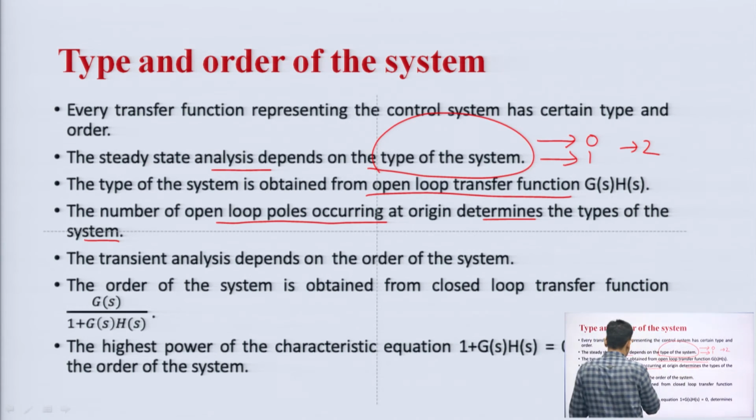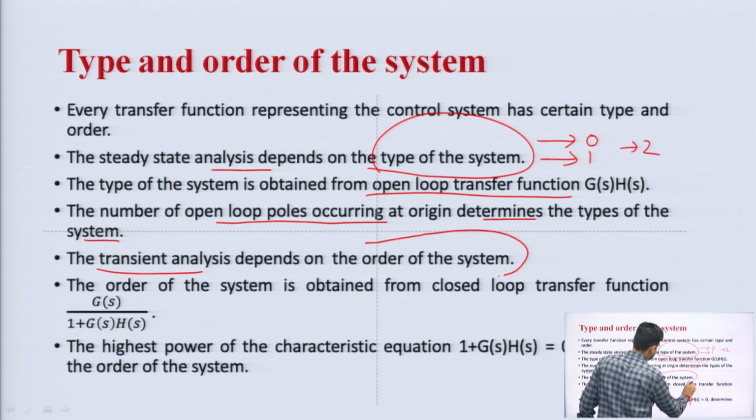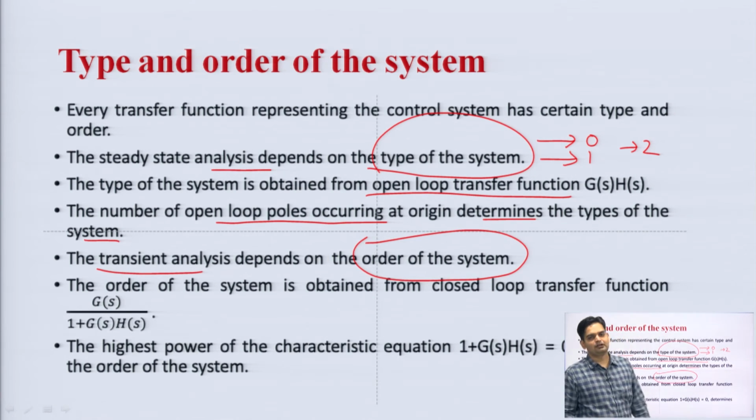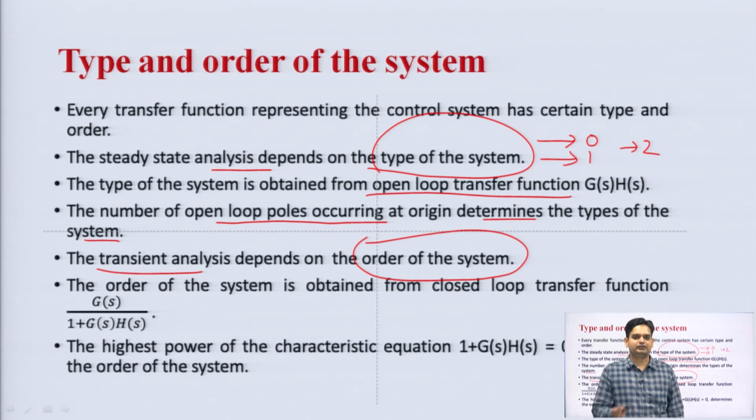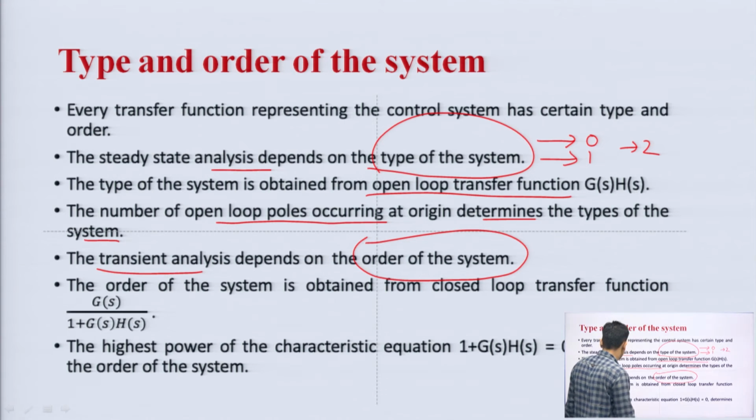Transient analysis depends on the order of the system. How do we obtain the order of the system? In that case, you have to go for the quadratic equation. In the last lecture we discussed how to obtain the quadratic equation from the transfer function, from the differential equation, and from state space variable analysis. Once we obtain the quadratic equation, then we can calculate the order of the system.